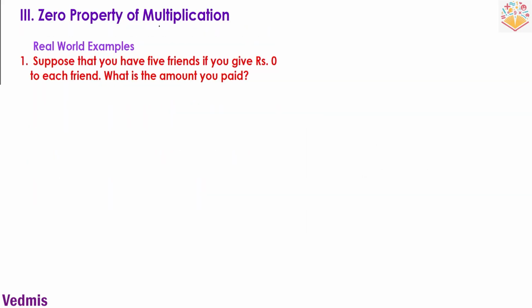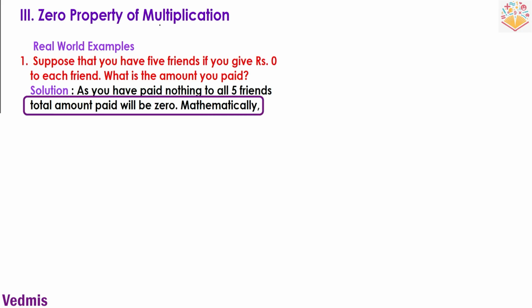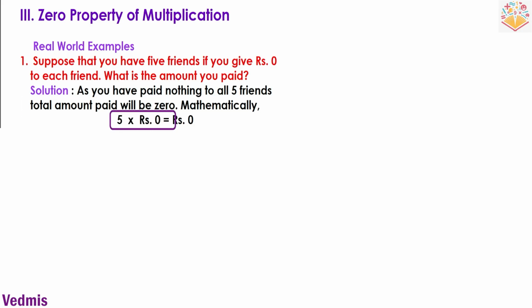Let us move on to the third property, zero property of multiplication. Real world examples as usual. First example, suppose that you have 5 friends. If you give rupees 0 to each friend, what is the amount you paid? As you have paid nothing to all the 5 friends, total amount paid will be 0. Mathematically, we put it as 5 into rupees 0 is equal to 0.